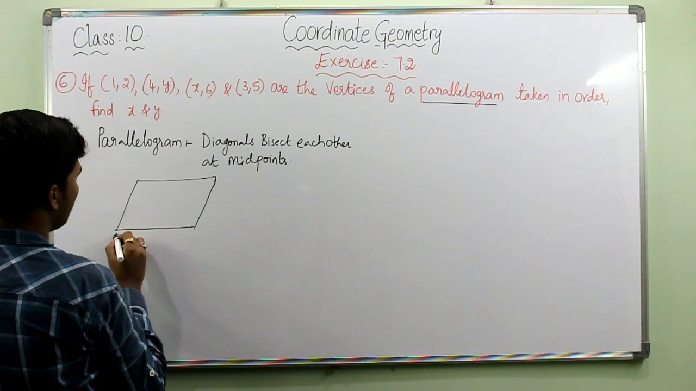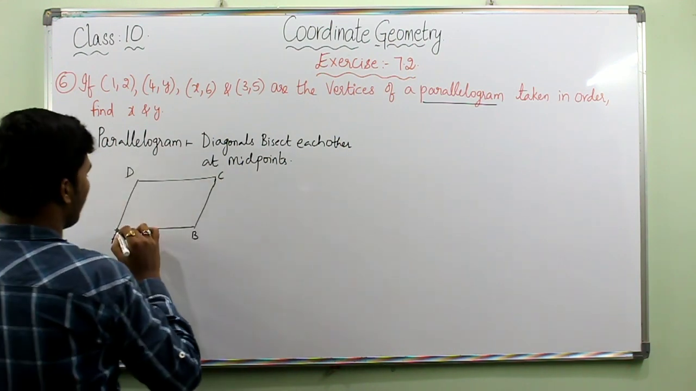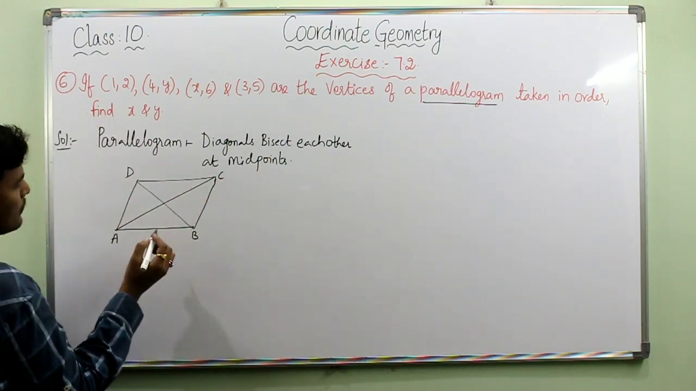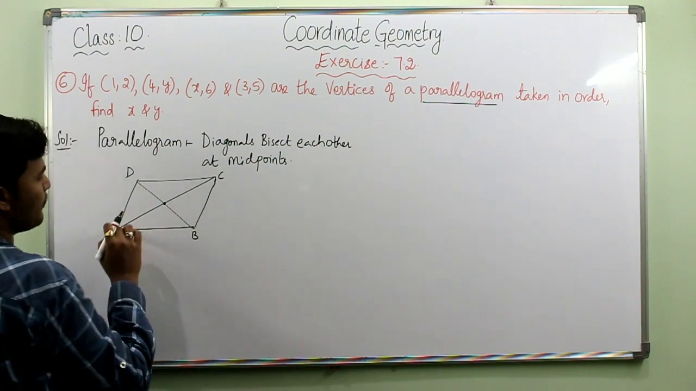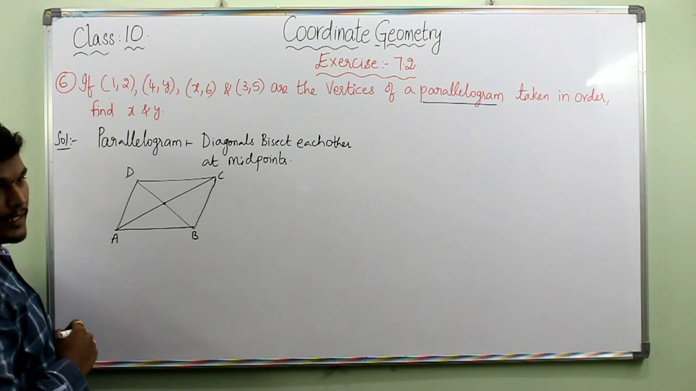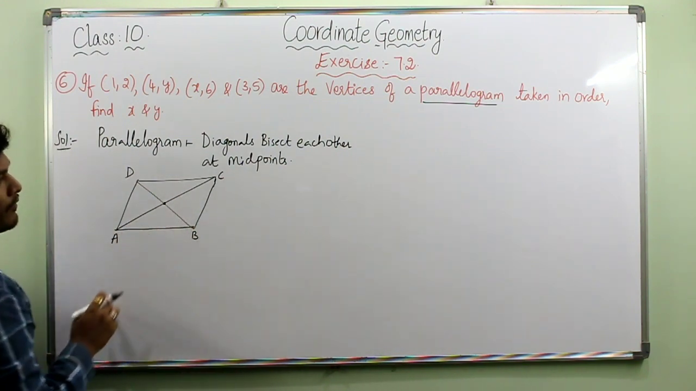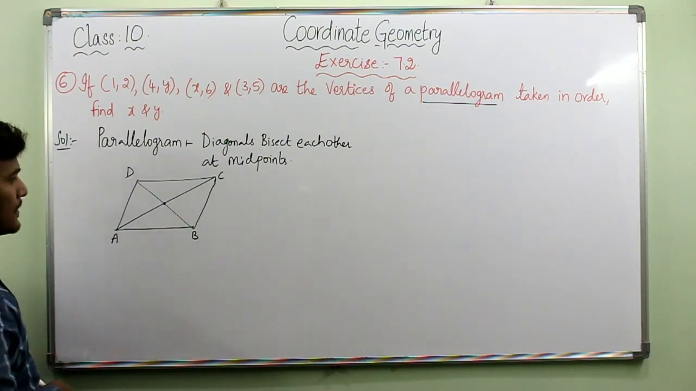Okay, let us name this as A, B, C, D. So AC is one diagonal, BD is one diagonal. These two diagonals will intersect at exactly the midpoint, so the midpoint of AC will be equal to the midpoint of BD. So we will be using the concept of midpoint and solving this sum, and we will be getting the x and y which are missing here.